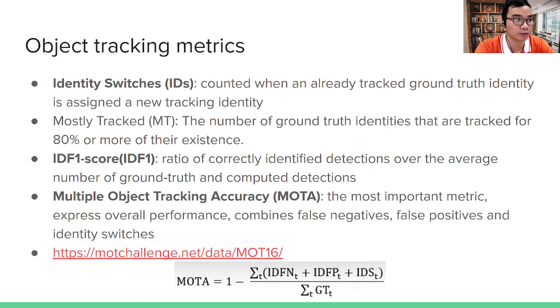The object tracking metrics are measured according to the MOT16, which is the multiple object tracking challenge in the year 2016, where the most important metrics are multiple object tracking accuracy, multiple object tracking precision, IDF1, and identity switch.